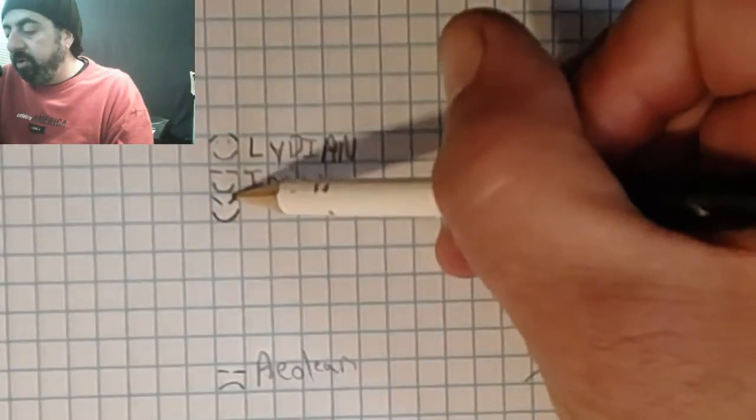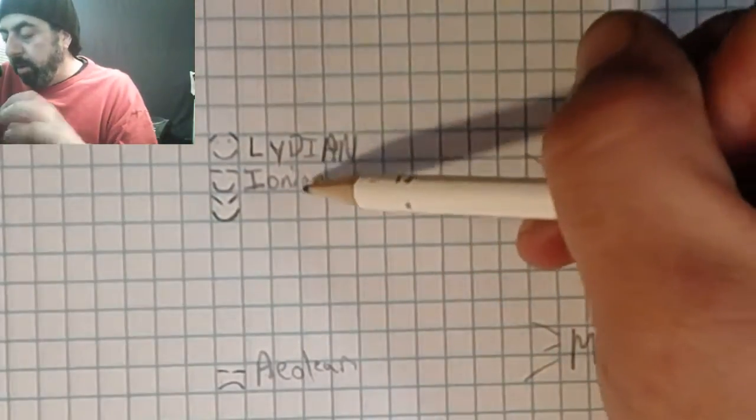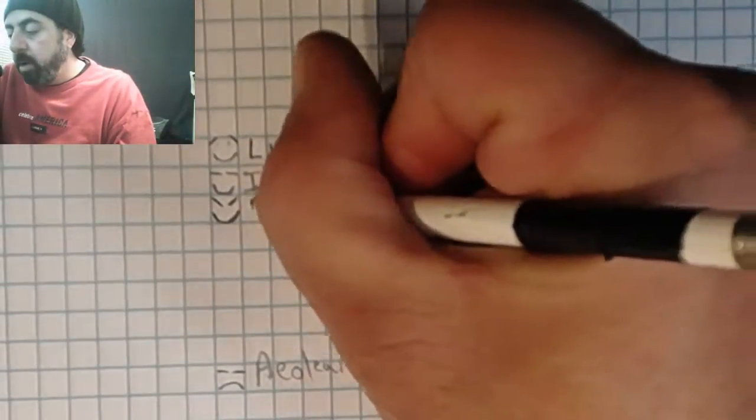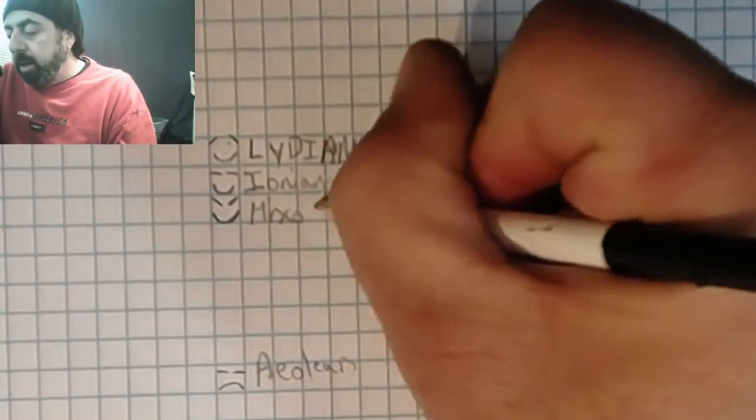Now you want to twist that. You want to go a little bit more serious, get a little closer to minor with your major, then you're going for Mixolydian.